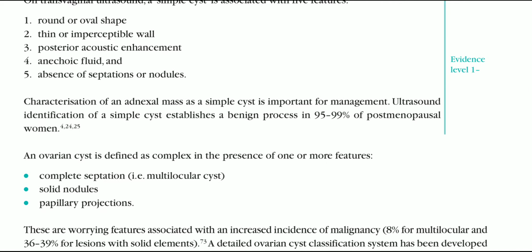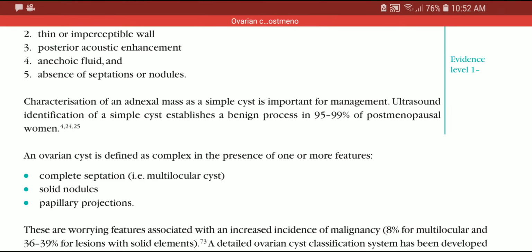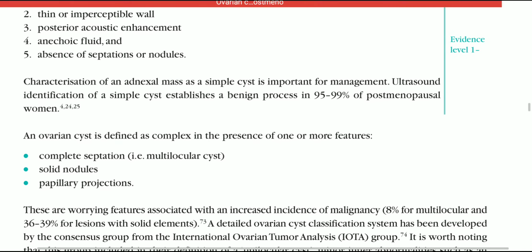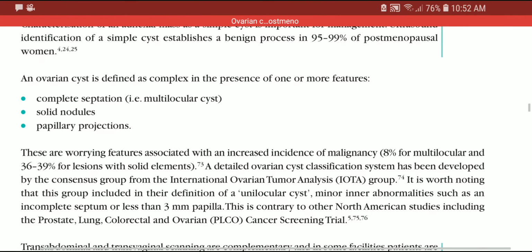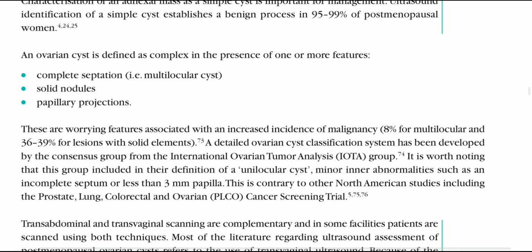Characteristic of the adnexal mass with a simple cyst is important for management, and ultrasound identification of the simple cyst establishes a benign process in 95 to 99% of postmenopausal women. An ovarian cyst is defined as complex in the presence of these features: complete septation, solid nodule, and papillary projection. Complete septation shows an 8% risk of malignancy, and if there are solid nodules, then there is a 36 to 39% risk of malignancy.